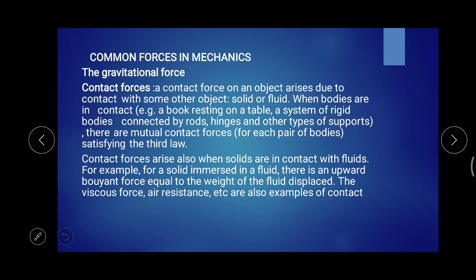So the definition: a contact force on an object arises due to contact with some other object. Solids as well as liquids and fluids, in all those mediums, contact forces can happen. Examples are given: the book resting on the table, and a rigid body connected to a rod or hinge. If the body is hanging on a rope or a hinge, such forces are known as tension forces.